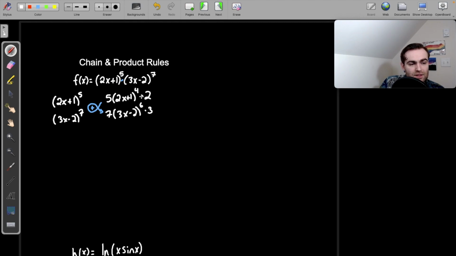So we have this part here, which is 5 times, well, we can make that look a little prettier. 5 times (2x plus 1) to the 4th times 2 times this function right here, which is (3x minus 2) to the 7th, plus, we have this (2x plus 1) to the 5th times 7 (3x minus 2) to the 6th times 3.